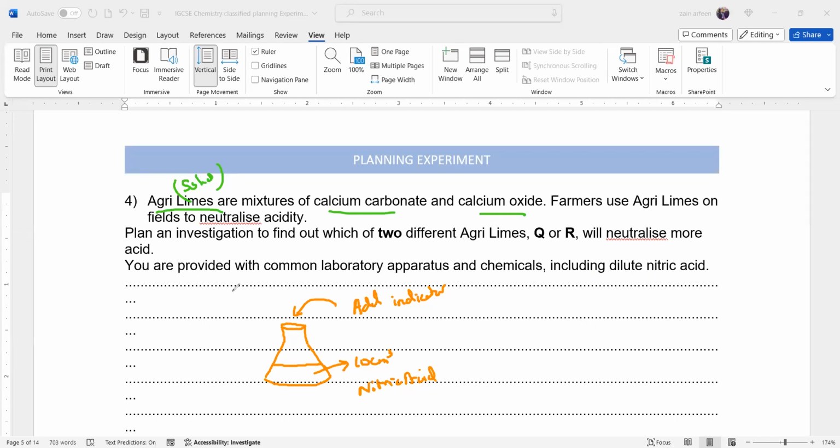So using a spatula, we add, because we have two Agri limes, Agri lime Q and Agri lime R. Using a spatula, we add Agri lime Q. Until what point will we add? We'll add this Agri lime Q to the conical flask, which contains nitric acid and indicator, until the indicator shows a color change. Once the indicator shows a color change, then we'll measure what mass is used. Like, for example, every time we measure the mass of Agri lime Q and add it to the conical flask until the indicator shows a color change.